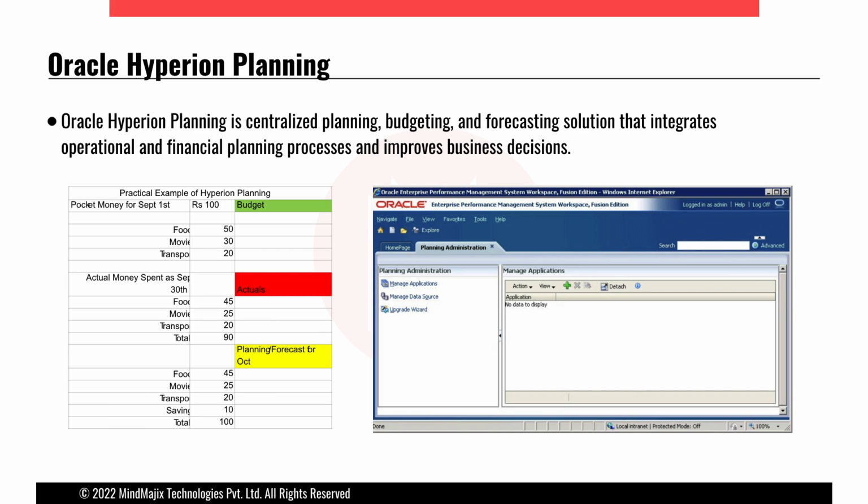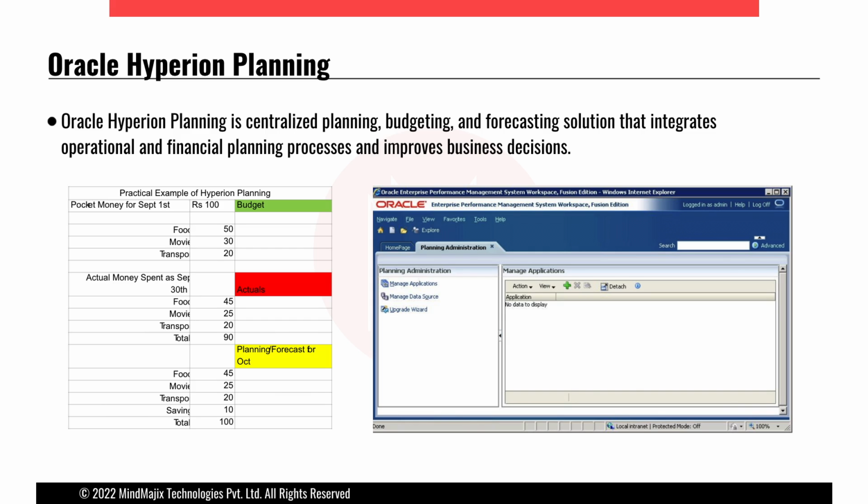Say you got your pocket money on September 1st, and your mom gave you 100 rupees. This 100 rupees which you got on September 1st is also called a budget in the corporate world. A company has a budget for everything. When a company starts, it will have some budget, say a 1 lakh rupees budget. Out of that 1 lakh, how do they want to spend it? How do they want to plan it?